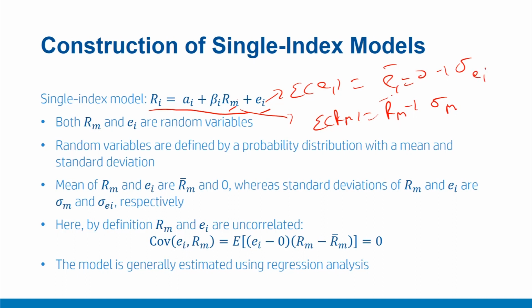We have also said that Rm and Ei are uncorrelated, and therefore the covariance between Ei and Rm should be 0, or in other words the correlation between Ei and Rm should be 0, that is, the expectation of (Ei minus 0) times (Rm minus Rm bar) should be equal to 0.